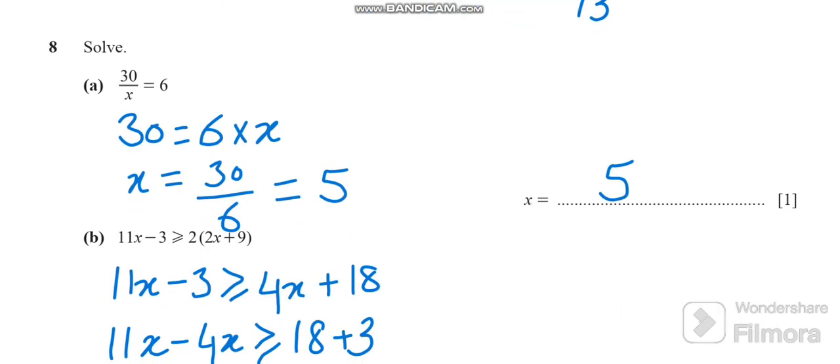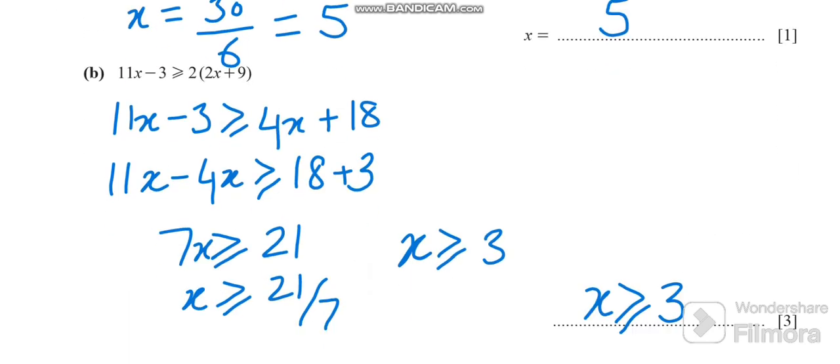Question 8 states: solve. Part A, 30 over x is equal to 6. So first we will move x to the right side and we will move 6 below 30, like shown over here. First we have moved x to the right side, so 6 times x. Then we have moved 6 below 30, so x is equal to 30 divided by 6, and the answer is 5. So the value of x is 5.